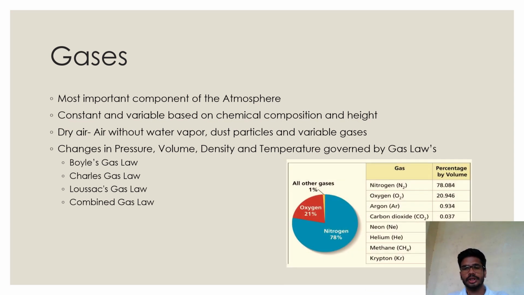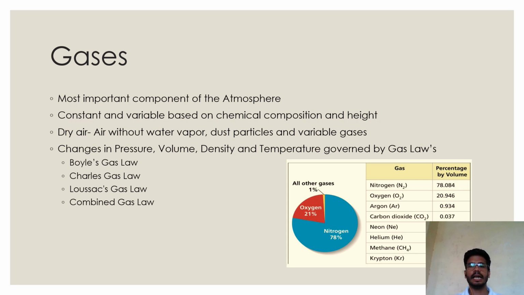So this is the composition. Nitrogen is 79%, oxygen is 21%, argon is 0.9, which is around 1% if we round it up. Then we have carbon dioxide, neon, helium, methane, and krypton. So they together combinedly form 1% of the atmosphere. So this is how the gaseous composition of the atmosphere is.